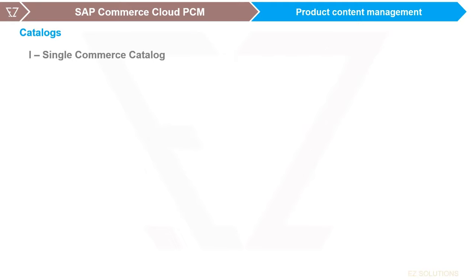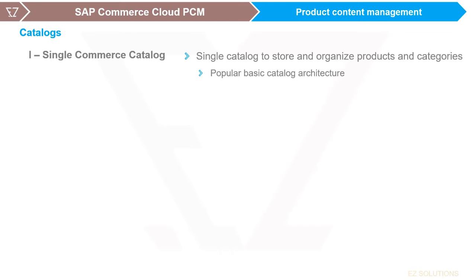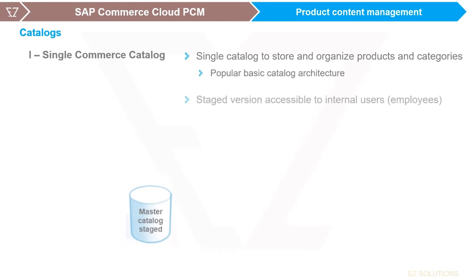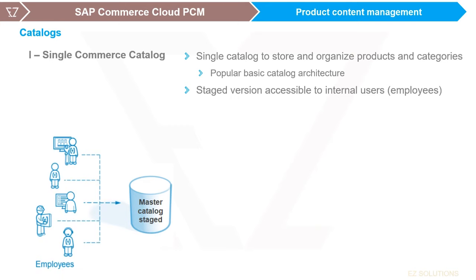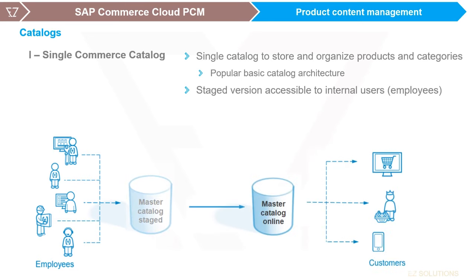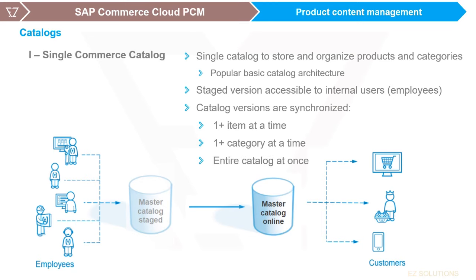In the single commerce catalog, a single catalog is used to store and organize products and categories. The staged version of the catalog is accessible to internal users, such as employees, and can be used to make updates and changes to the catalog. The changes made in the staged version are then synchronized with the online version, which is visible to end users. Synchronization can be performed on a single item, a single category, or the entire catalog at once. This allows for a degree of flexibility in how updates are made to the catalog and allows the internal users to control when the updates are made visible to end users.